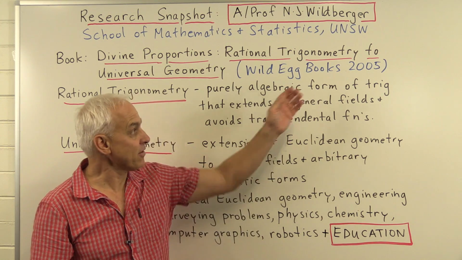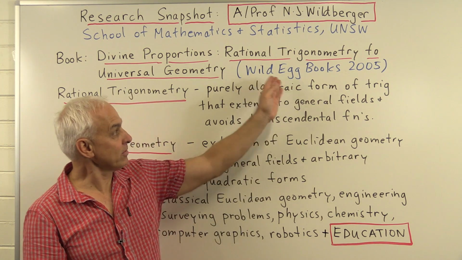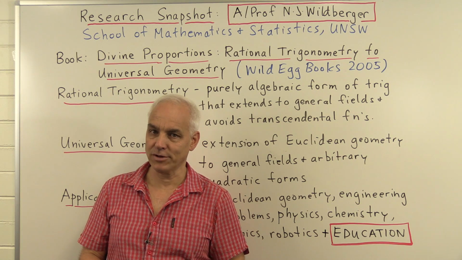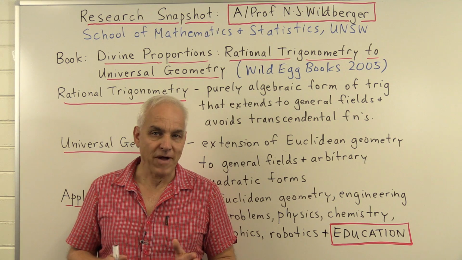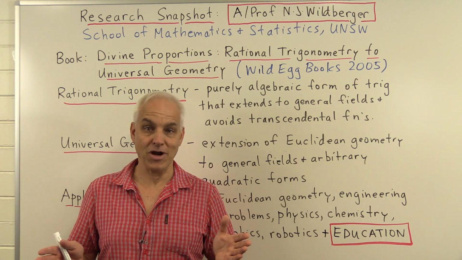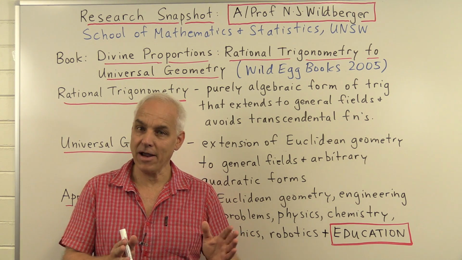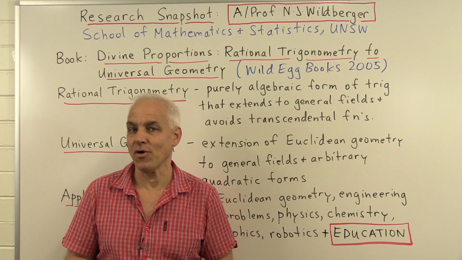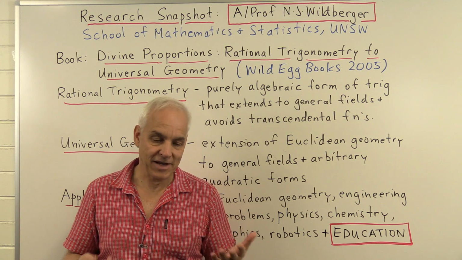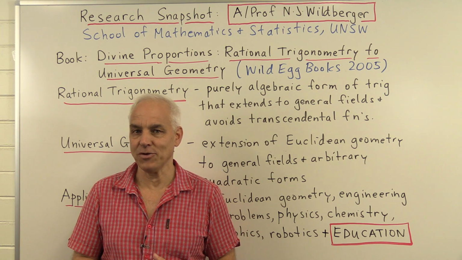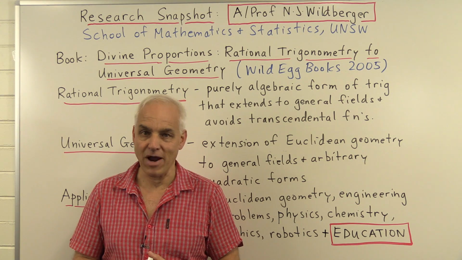It was written in 2005 and published by my own little company called Wild Egg Books. This book lays out a new foundation for trigonometry and thereby allows a new formulation for Euclidean geometry, which widely extends it. So in today's little presentation, I'm going to tell you some basics about rational trigonometry.